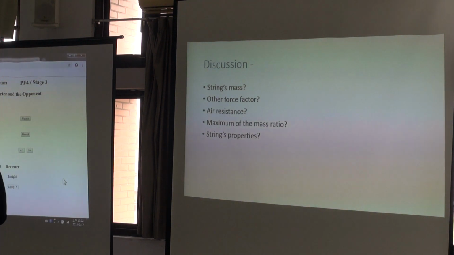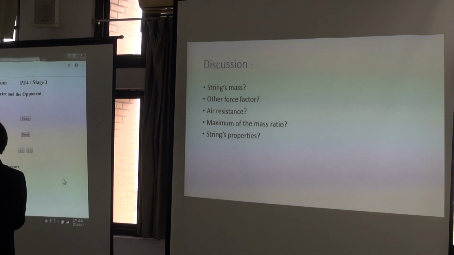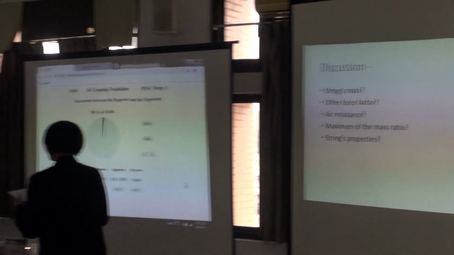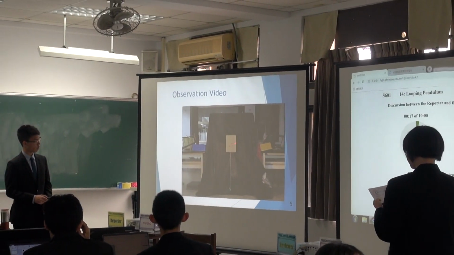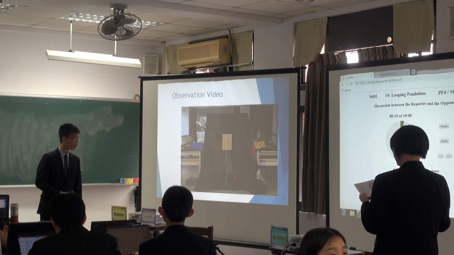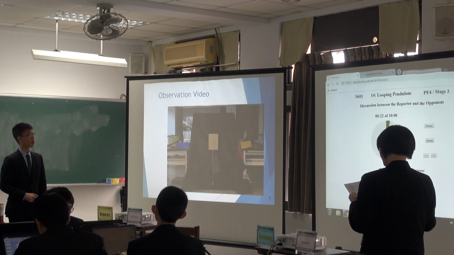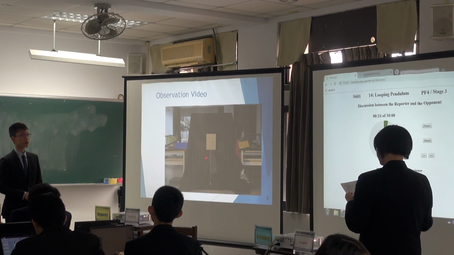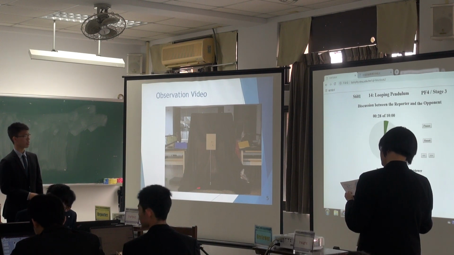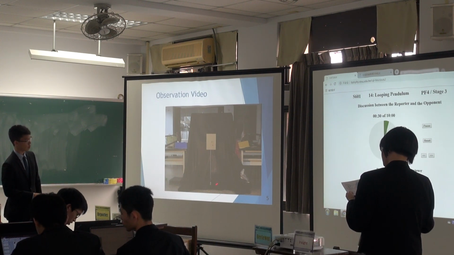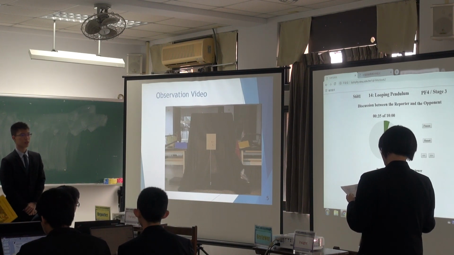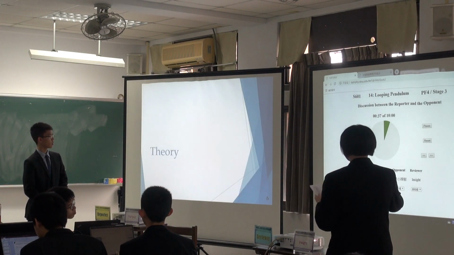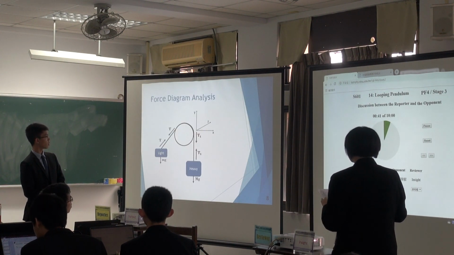Okay, let's move to the discussion with the reporters. I want to start the discussion. Have you considered the string mass? No, because comparing the mass of the light load and the mass of the heavy load, the string is pretty minor, like 100 to 1 compared to the mass ratio. So we think it is actually negligible in this process, because of the mass ratio of the light load and the heavy load compared to the string. Okay, but could you turn to your free body diagram?